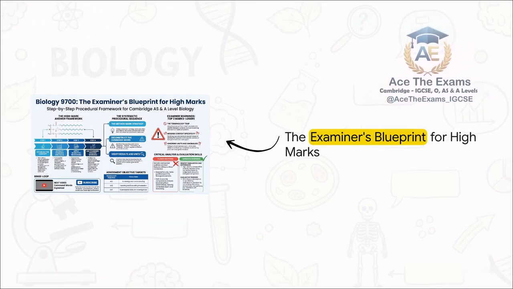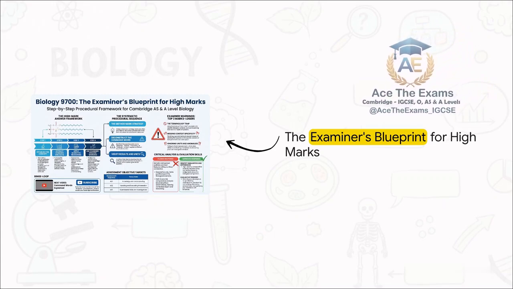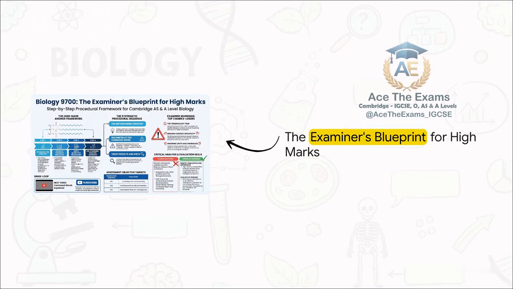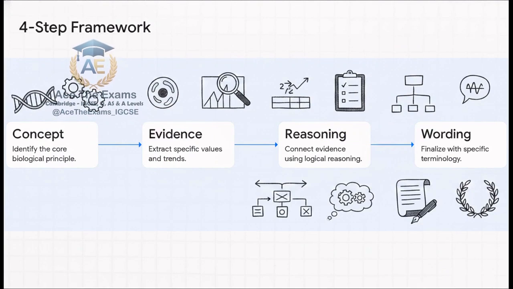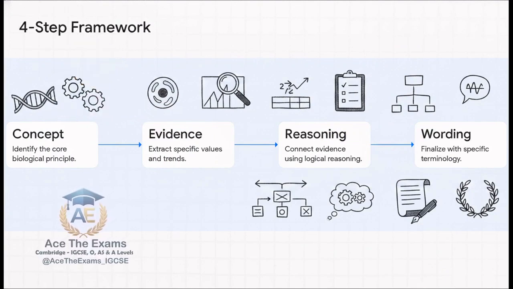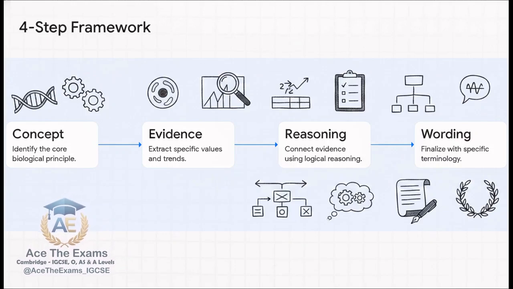See those red warning signs on the right? If you use imprecise vocabulary, or if you just dump a generic textbook answer instead of tailoring it to the specific scenario they gave you, well, that's a guaranteed way to bleed marks. To counter those traps, you need a rock-solid system. Enter the ultimate four-step answer framework. This is how you systematically capture every single available mark.